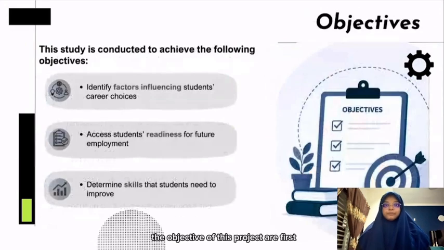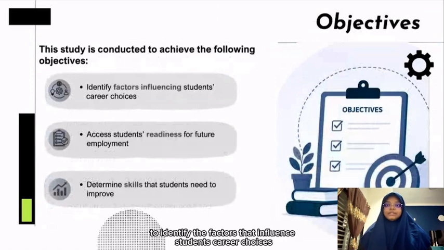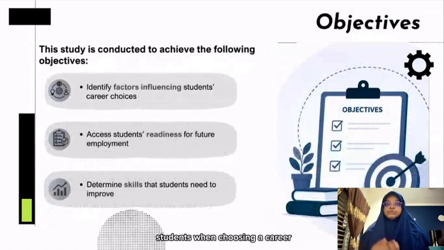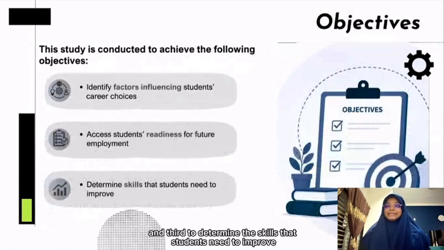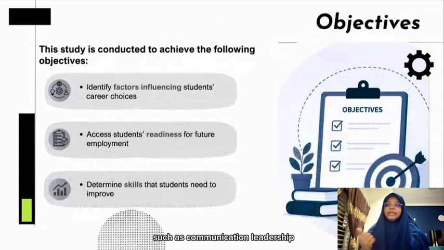The objectives of this project are: first, to identify the factors that influence students' career choices. This means we want to understand what affects students when choosing a career. Second, to assess the level of students' readiness for future employment, which shows how prepared they are to enter the working world. And third, to determine the skills that students need to improve, such as communication, leadership, time management, and problem solving. That's all for the introduction and objectives.